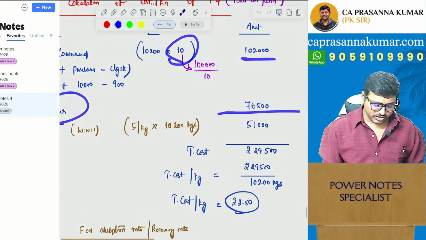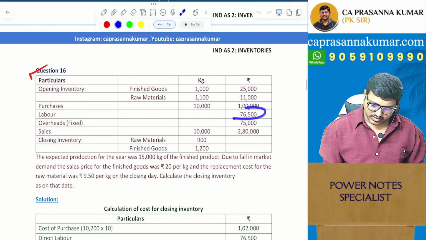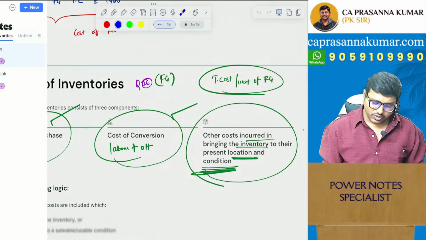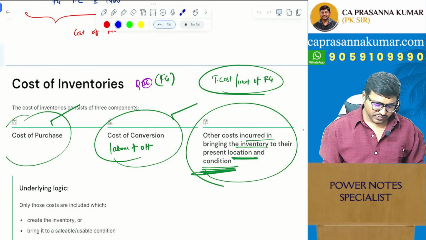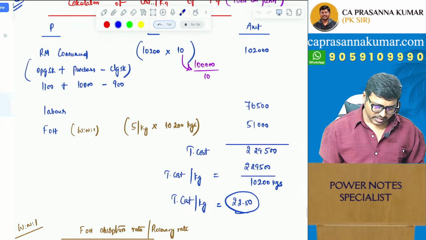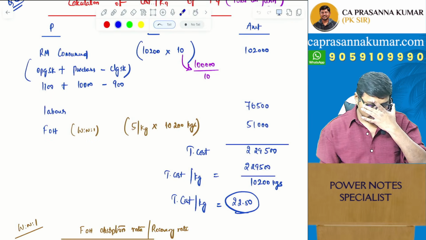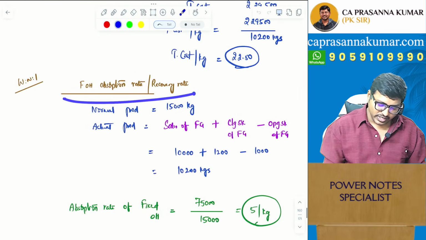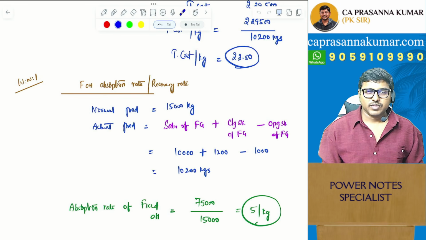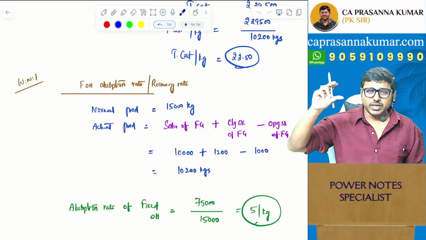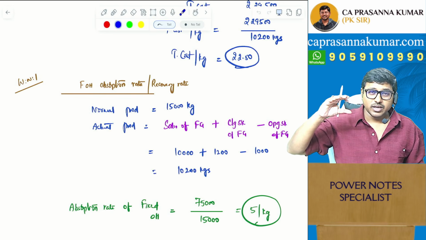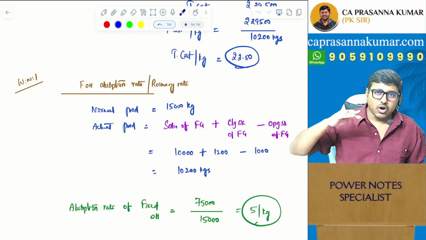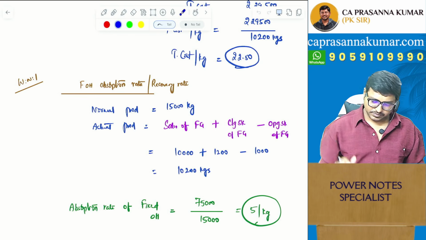Labor, copy paste, 76,500. Overheads, totally it is fixed. There is no variable overheads. Therefore, we need to calculate fixed overhead cost. Correct? Now, how to calculate fixed overhead cost? For that, we'll go for a working note. First, we need to calculate absorption rate or recovery rate. How to do that? Total fixed overheads in the numerator. In the denominator, what should I take? Normal production or actual production, whichever is higher.